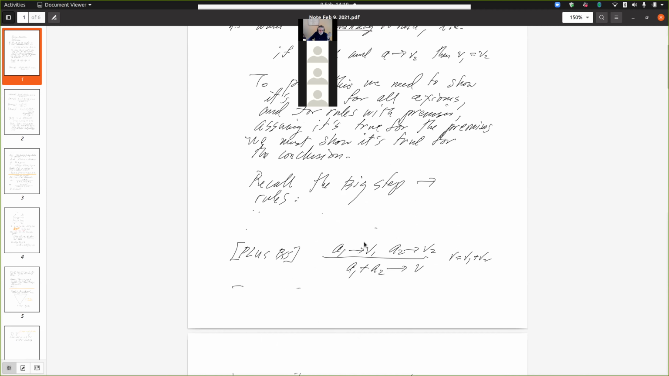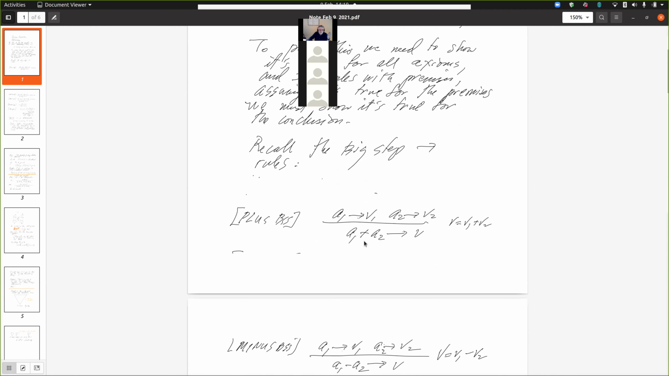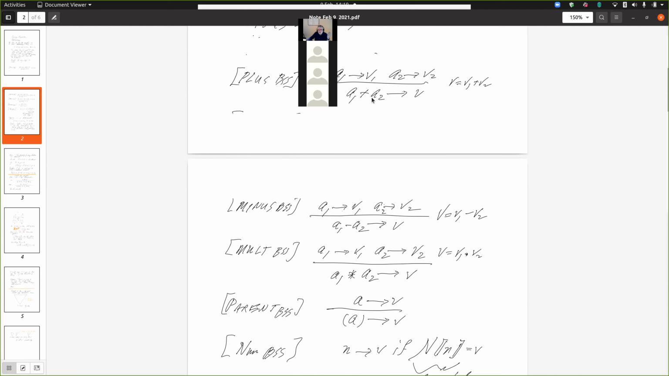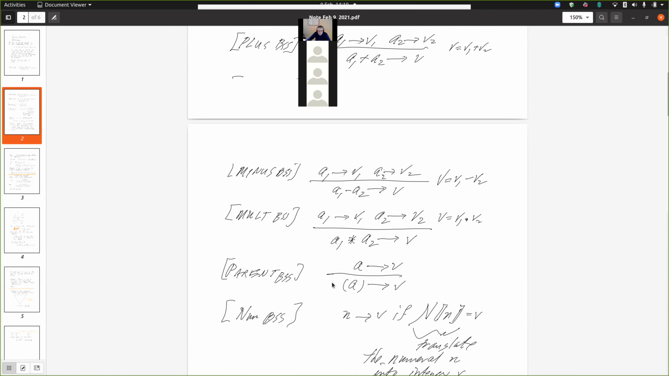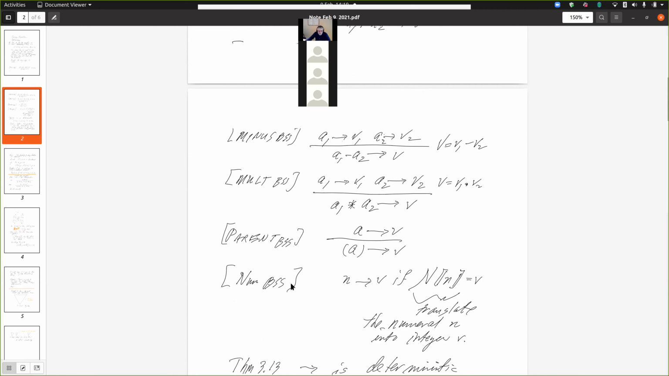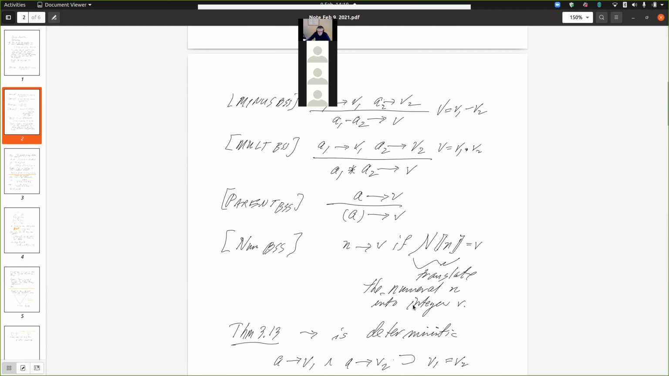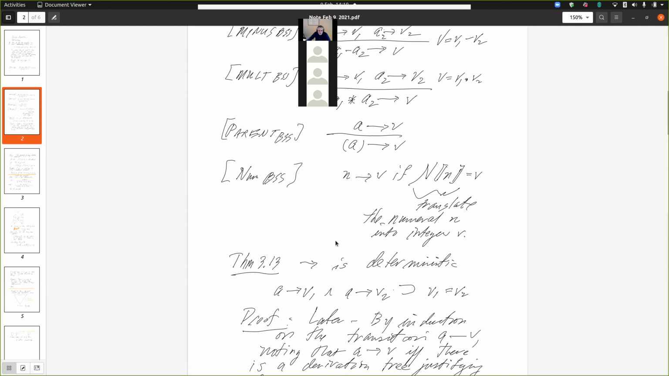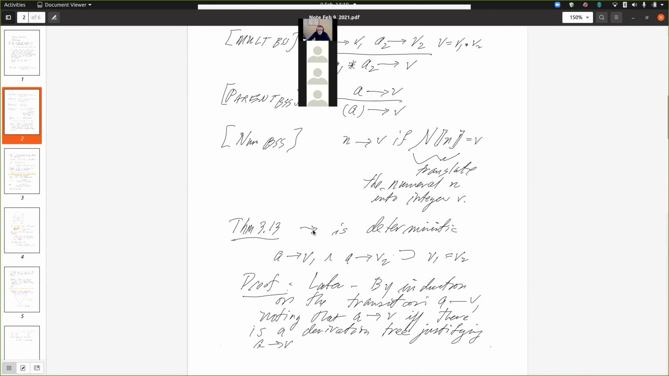And so here are the rules. We have a rule for plus, and these are going back now to the big step rules, not the small step rules we were just talking about. So we have one for plus, minus, multiply, a parentheses rule, and a numeral rule. And so his theorem 3.13 is that this big step transition relation arrow is deterministic.